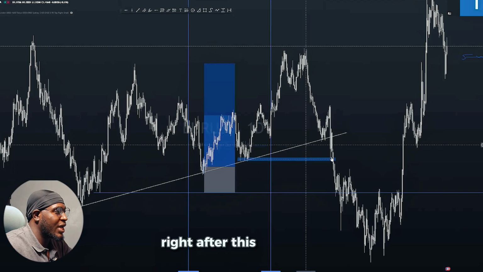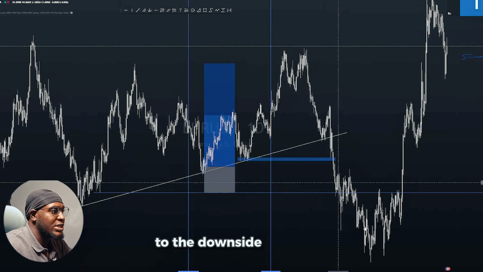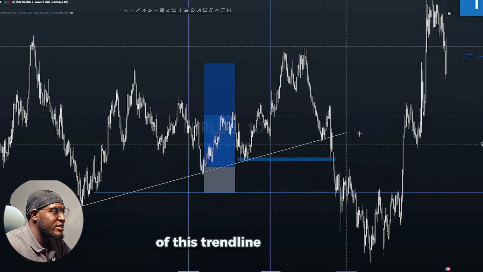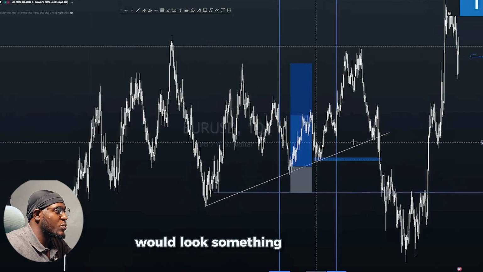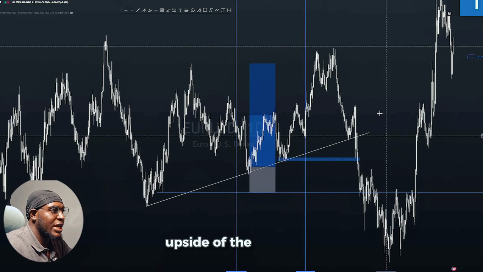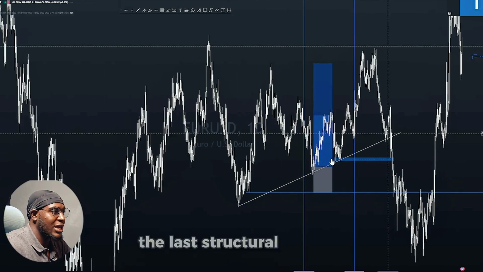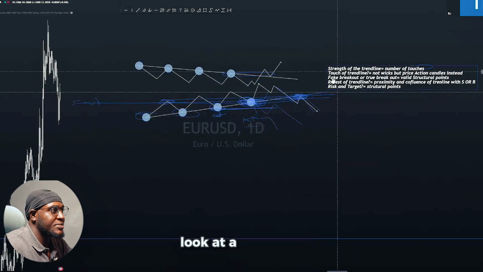And just right after this break here, we saw prices starting to sell off to the downside. So this became a true break of this trend line, and that is how you identify a true break. A false break would look something more like a wick and a return back to the upside of the trend line. Okay, so this is a true break. We took out the last structural low. Now, mind you, what else did we say we're going to look at?